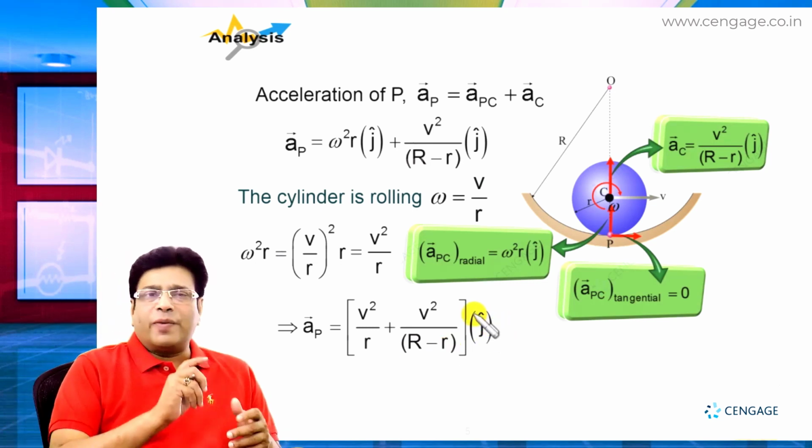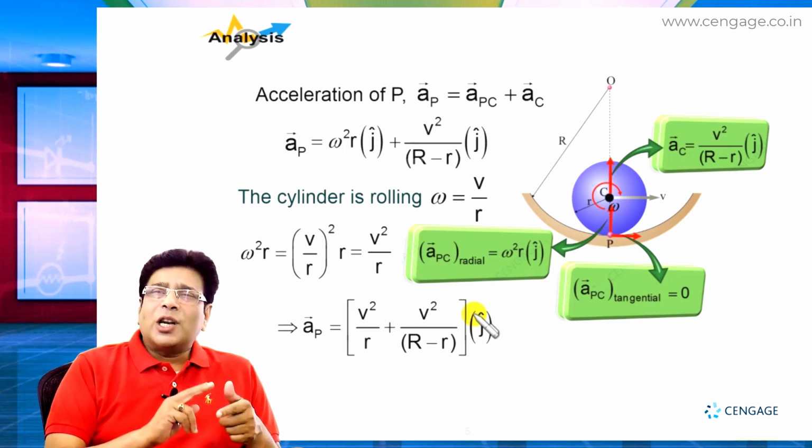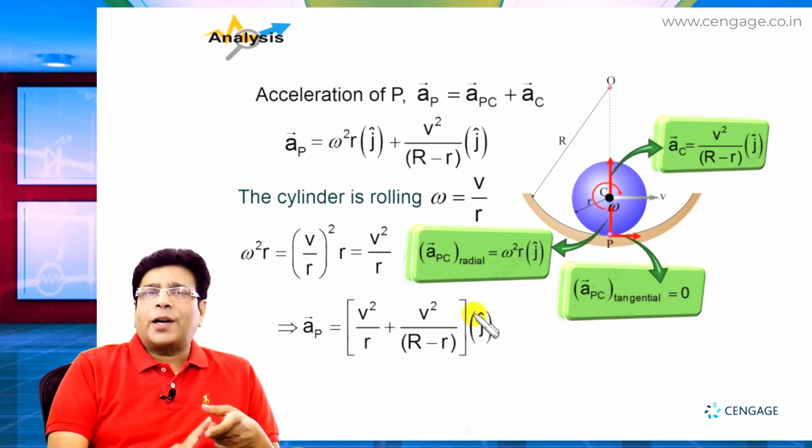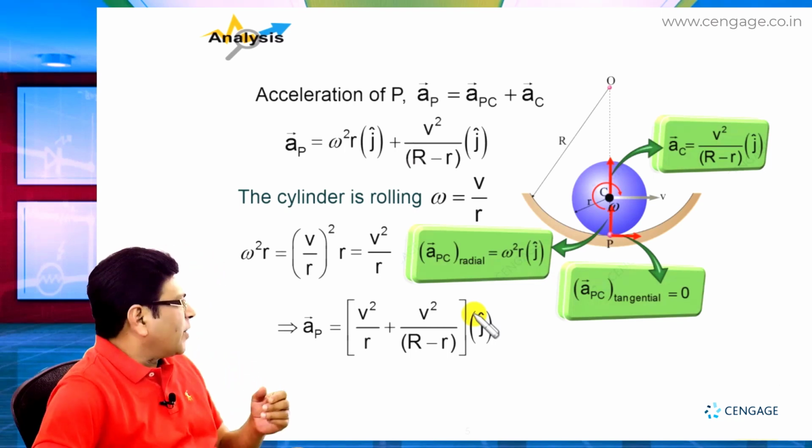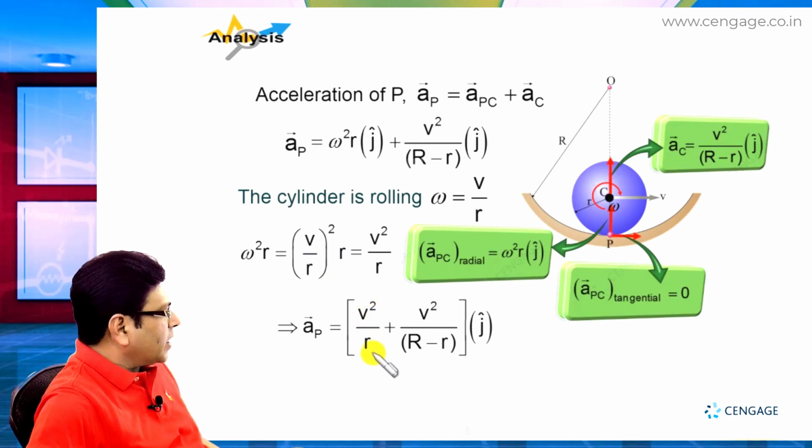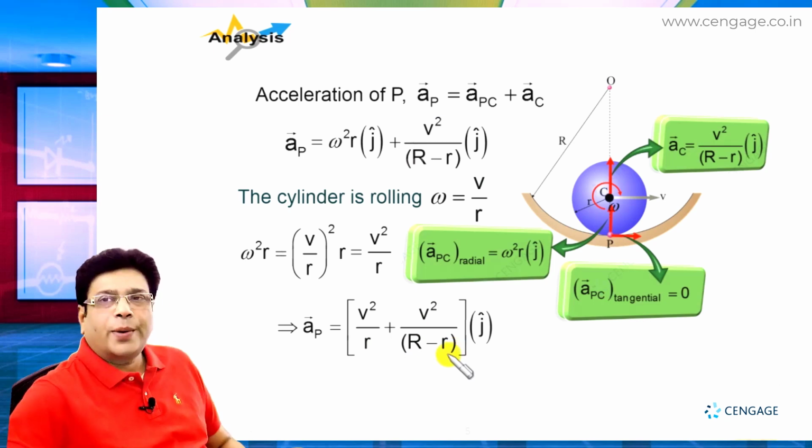J cap is the unit vector. You can say the acceleration of the lowest point should be directed in the upward direction, having the magnitude equal to v square by small r plus v square divided by (capital R minus small r).